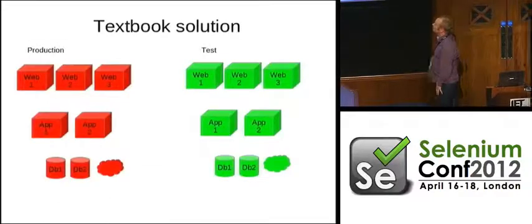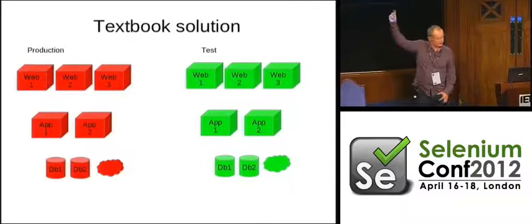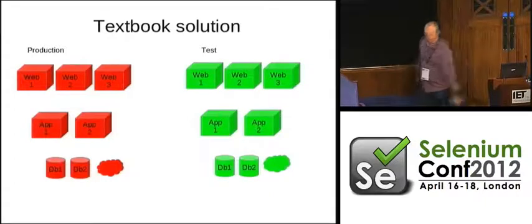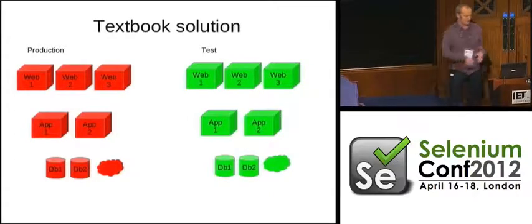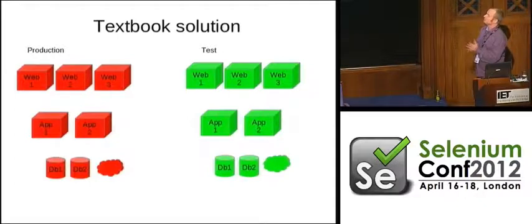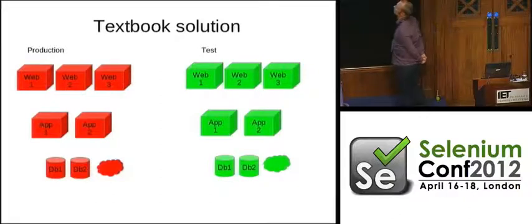Back when I was at the university about 1,000 years ago, we had figures like this in software engineering textbooks about how a test environment should look and how it should be configured and set up in relation to your production environment. As we can see, it was really easy back then. You had two boxes in test, two boxes in production. Since then, things have changed a little bit.